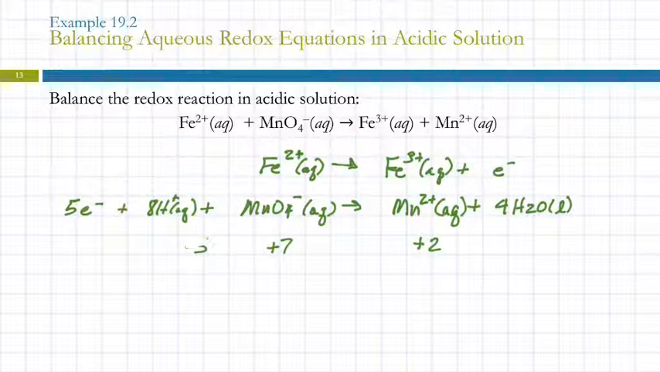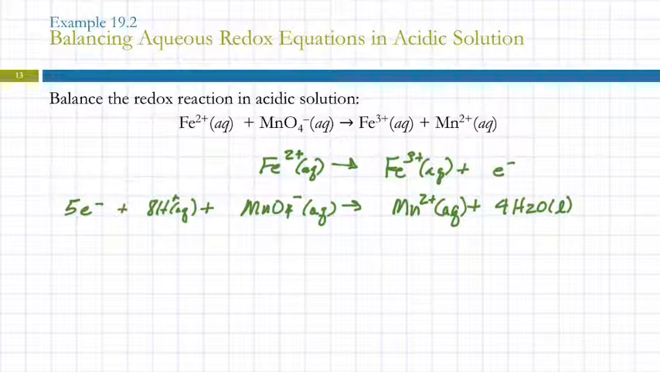Any questions? Yeah. So the 8 H plus and the MnO4 minus, that's what you do your 7 on the charge? Yes. Yep, so I've got 8 positive 1 charges and a negative 1. Any other questions?